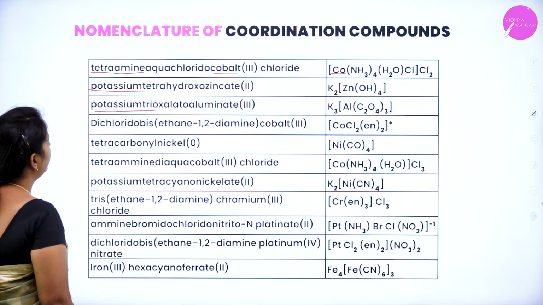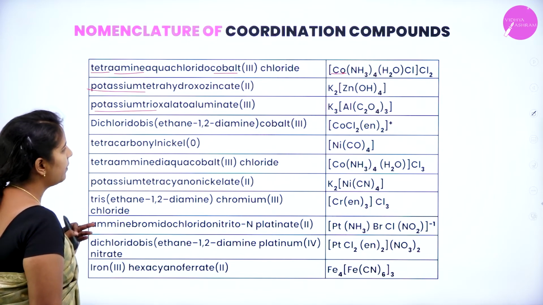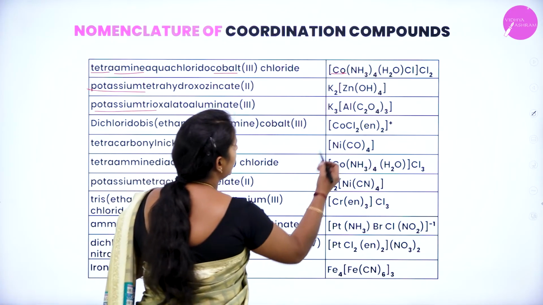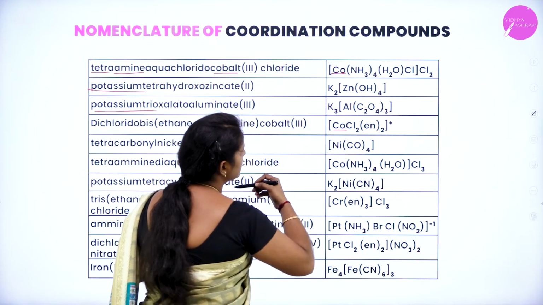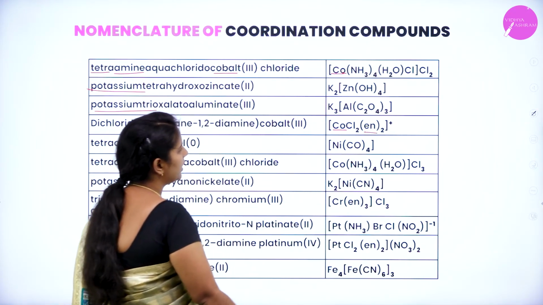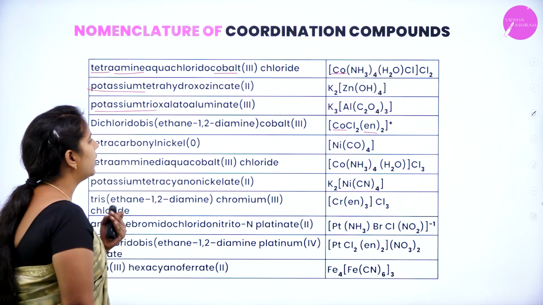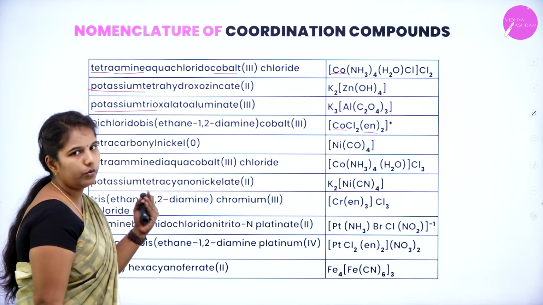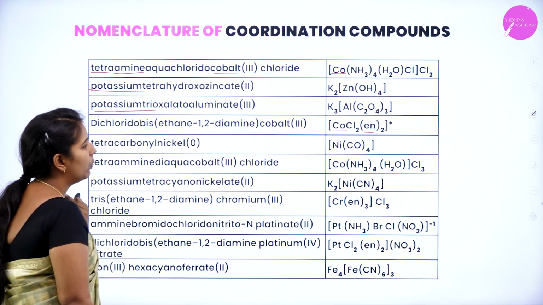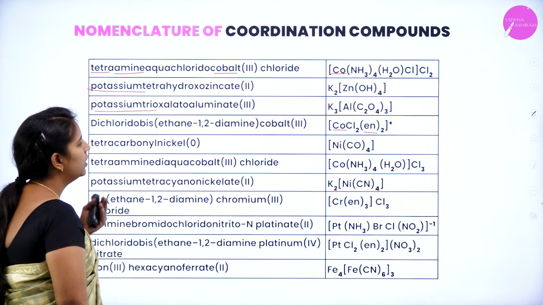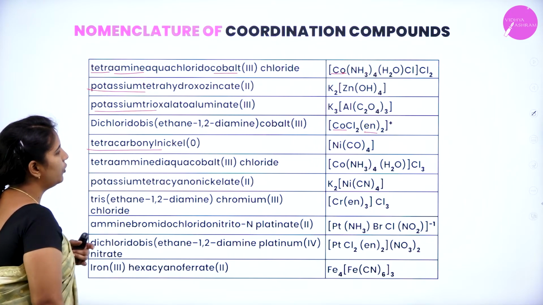Next we have dichloridobis(ethane-1,2-diamine)cobalt(III). You can see that this is my central metal atom which is surrounded by two different kinds of ligand, one of which is ethane-1,2-diamine. So I have used bis(ethane-1,2-diamine) and dichlorido. Okay, so it is dichloridobis(ethane-1,2-diamine)cobalt(III).